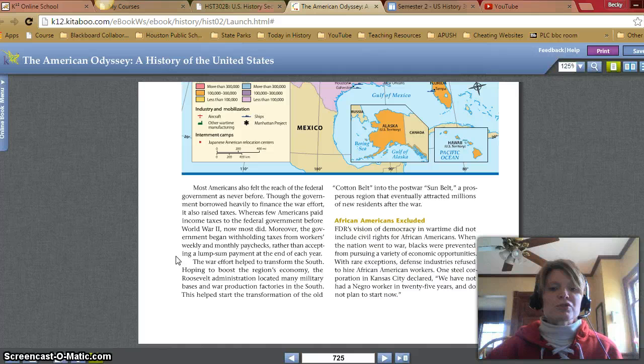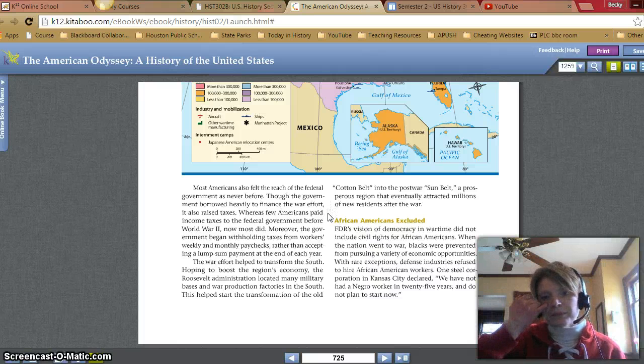The war effort helped to transform the South. Hoping to boost the region's economy, the Roosevelt administration located many military bases and more production factories in the South. This helped start the transformation of the old Cotton Belt into the post-war Sun Belt, a prosperous region that eventually attracted millions of new residents after the war.